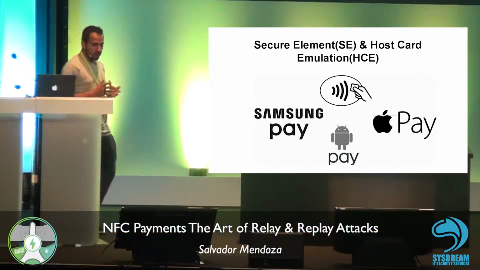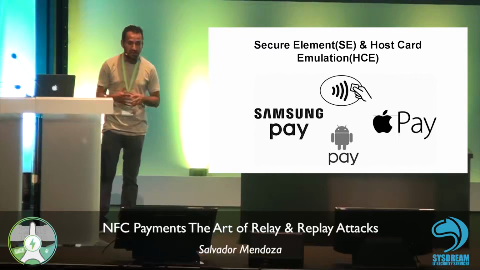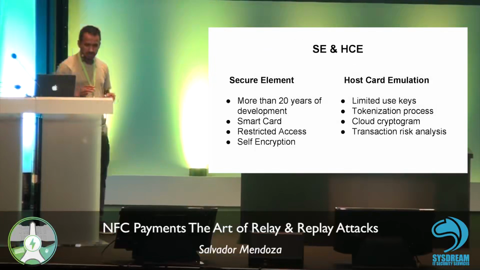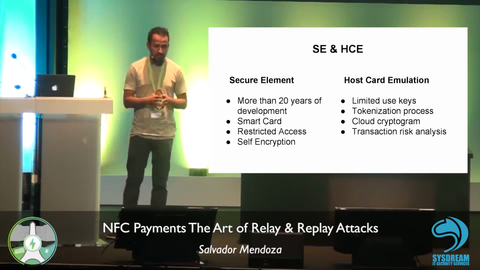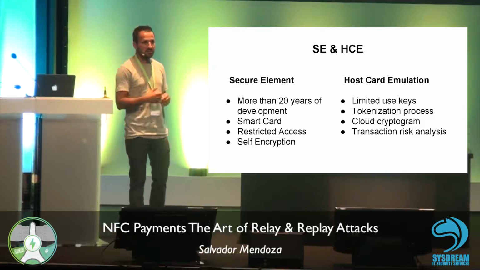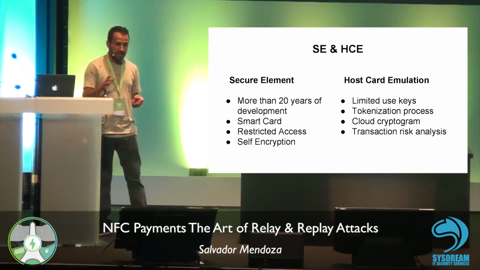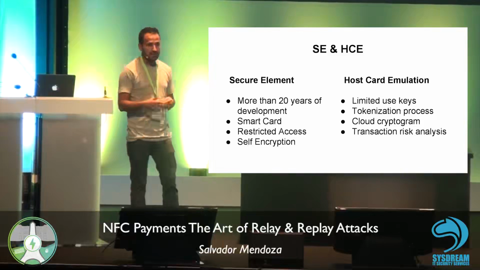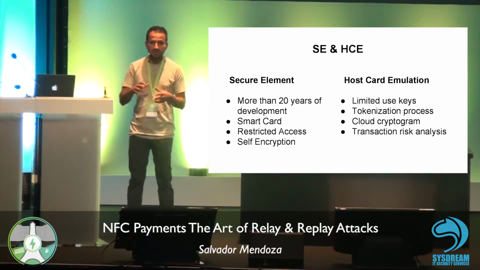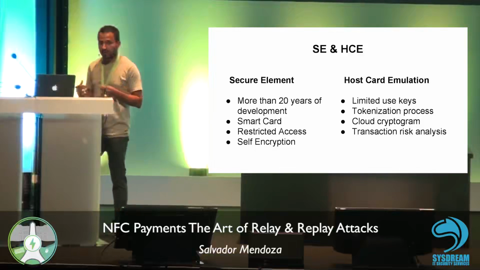So we have 2 technologies, secure element and host card emulation. Basically, secure element is used in Samsung Pay and Apple Pay, and host card emulation is implemented in Google Pay. They have different characteristics. Secure element has more than 20 years in development: smart card, restricted access, self-encryption. In self-encryption, we're talking about cryptograms, application transaction counters, and things like that. On the other side, with host card emulation, we have limited use keys, basically 4 or 5 keys. Google Pay basically downloads these tokens, 4 or 5 tokens, so you can make payments. And of course, there is cloud cryptogram validation.